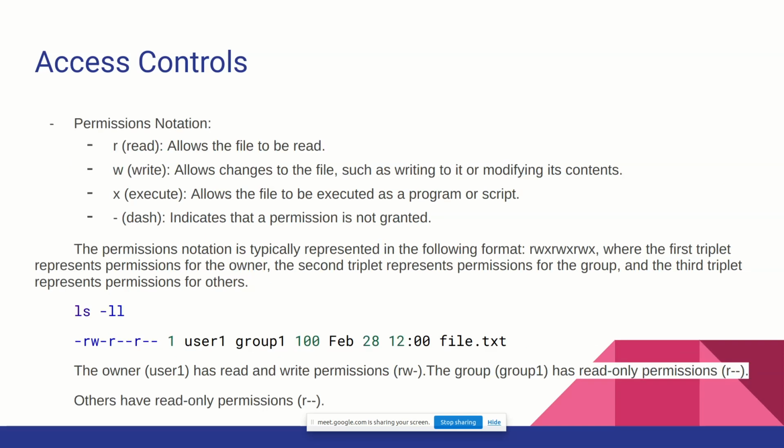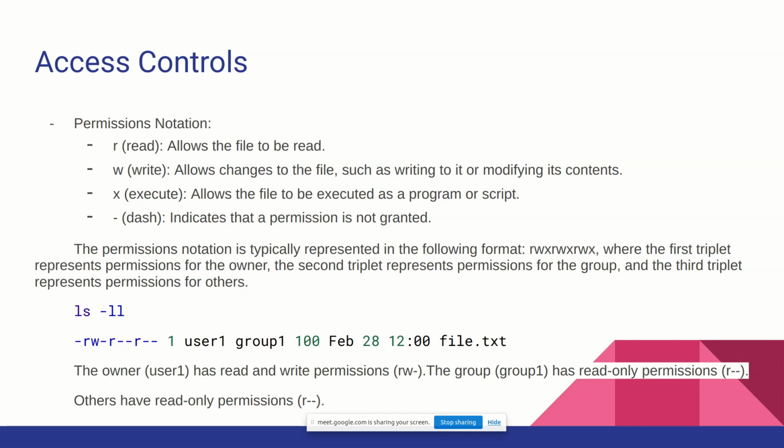So this is what we discussed. If the read access is there, r would come; if write access is there, w comes; and x means execute access. If there is no access for a specific user, group, or others, then a dash would be given. And there is also a special character, d, which denotes a directory.